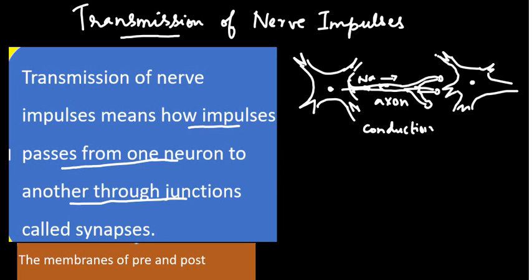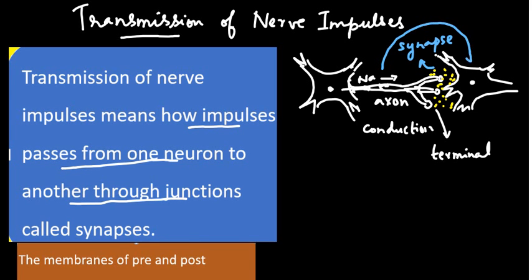Then these impulses will reach the axon terminal. As they reach the axon terminal, they get converted to neurotransmitters. The gaps between the neurons, these junctions, are called synapses. So transmission is when the nerve impulses pass from one neuron to the next. That is transmission, whereas conduction means when the impulses pass along the axon.